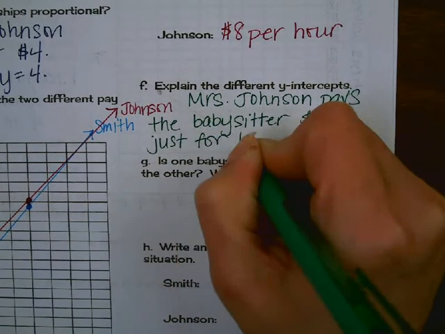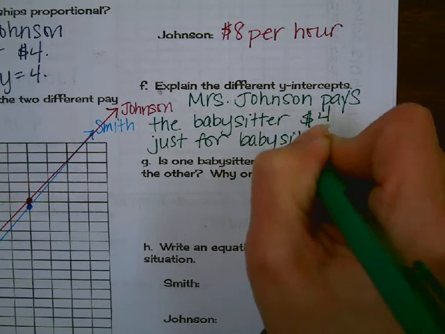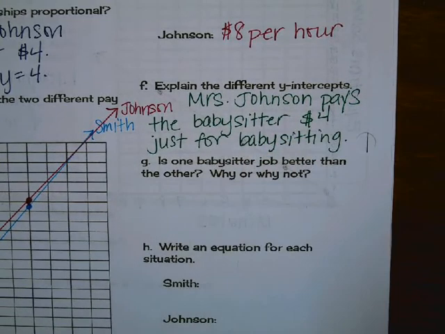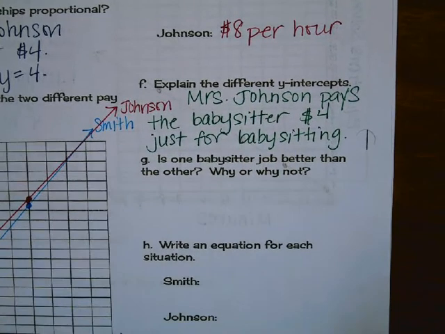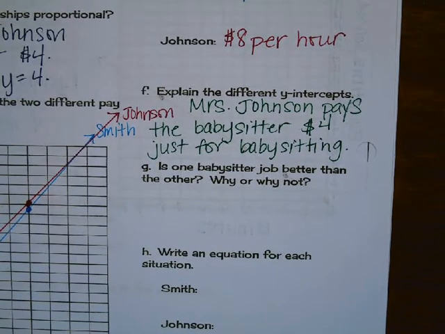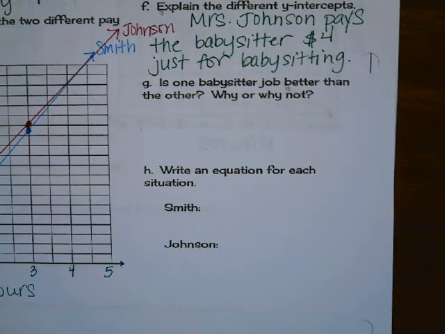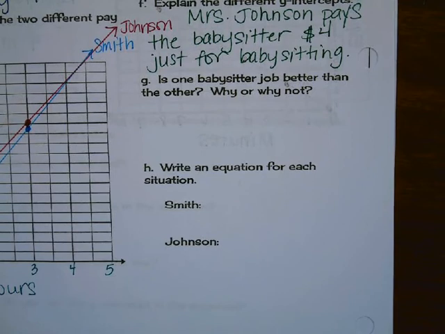All right, so Mrs. Johnson pays the babysitter $4 just for babysitting. And maybe that's $4 to go get some ice cream. I don't know if $4 will buy a pizza, but it'll be a little bit something towards it.